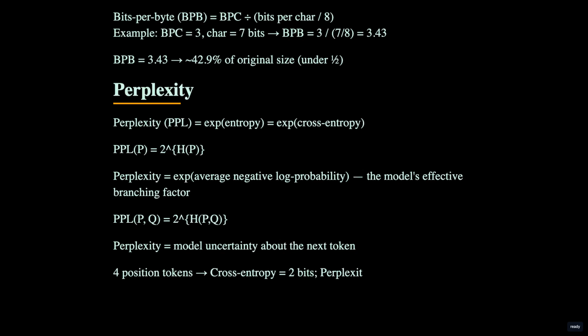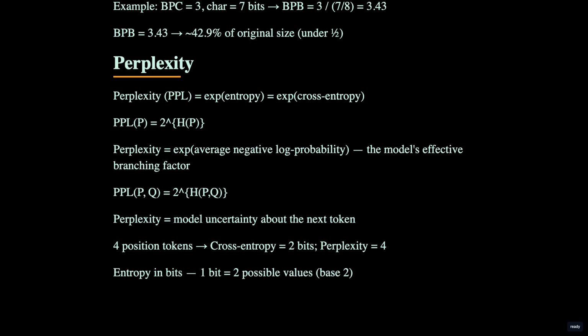With 4 distinct position tokens encoded perfectly, the model's average cross-entropy is 2 bits because log2(4) equals 2. Perplexity is defined as 2 to the power of cross-entropy, so here 2 squared equals 4, matching the 4 equally likely position choices the model must pick from. We use bits as the unit for entropy and cross-entropy because 1 bit represents a binary choice, 2 equally likely outcomes. That is why perplexity uses base 2. It converts average log probabilities into the equivalent number of choices per token.